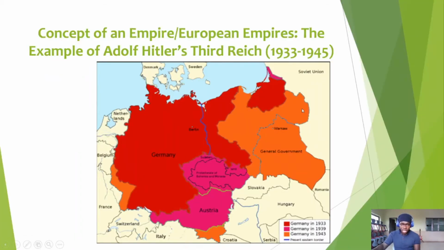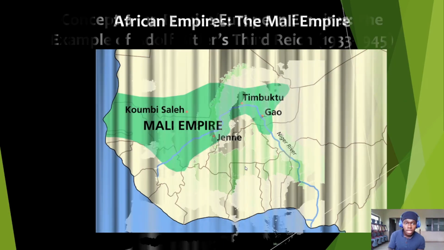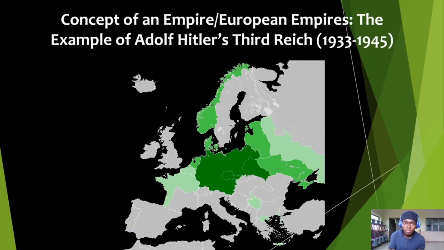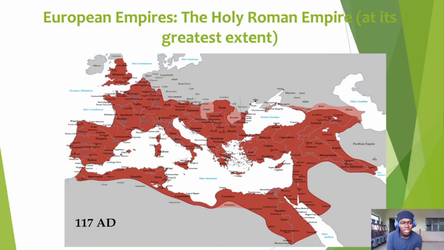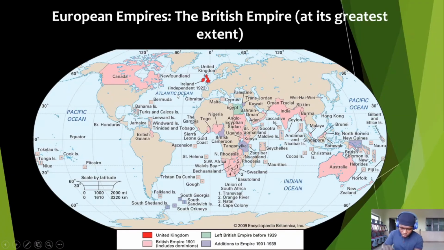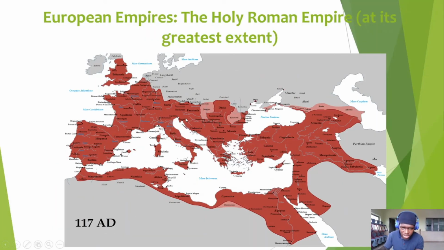So let's take a look at the Holy Roman Empire and the Third Reich again. So this is Hitler's Third Reich, 1933 to 1945. Gone too soon. Let's see, these are African empires. Voila, the Holy Roman Empire. This was 117 years after Jesus Christ died. Okay.